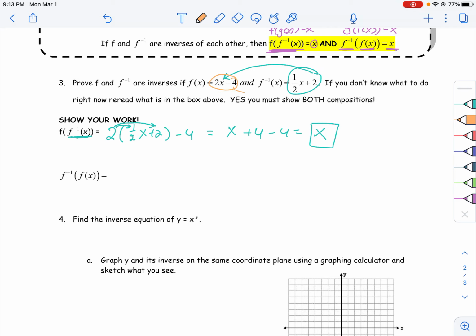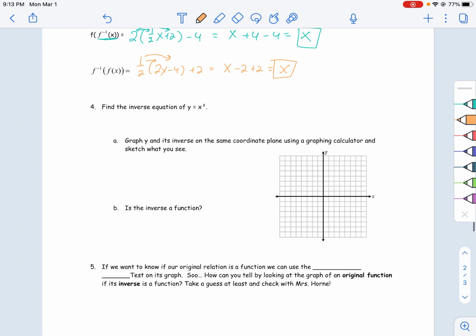If we do the reverse operation where we plug in 2x minus 4 for x into this equation, we're going to get 1/2 multiplied by 2x minus 4, and then that's plus 2. Distribute the 1/2 to get x minus 2 plus 2, and then negative 2 and positive 2 cancel to just give us x.